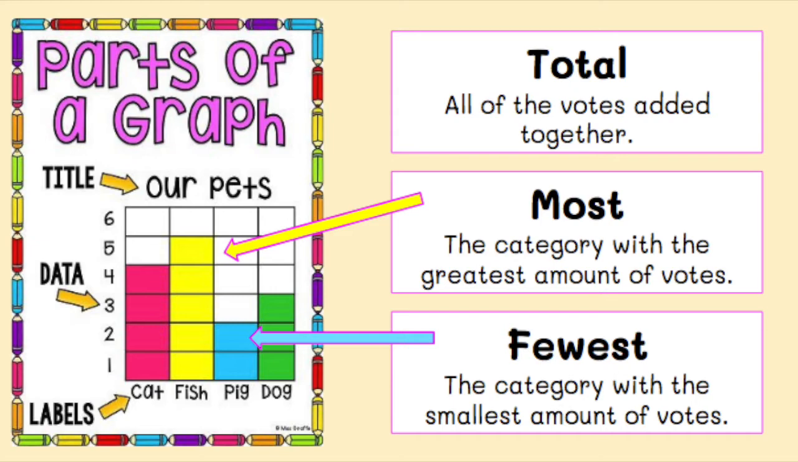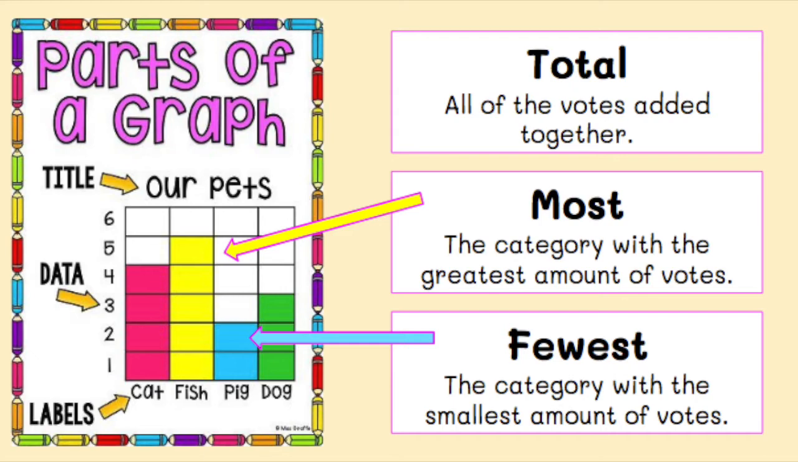The last vocabulary word in the picture is labels. Labels are at the bottom of a graph and show the different categories that each colored bar represents. So the labels for this graph are cat, fish, pig, and dog. On the right side, there are just a few more words I want you guys to know.